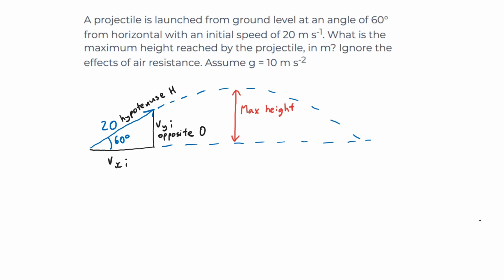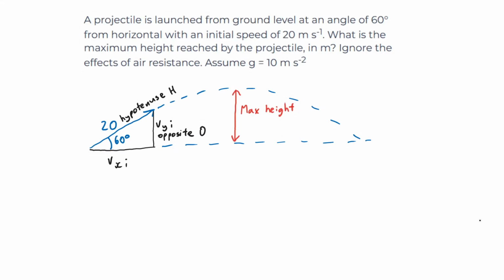To find the vertical component of the initial velocity vector, we can turn this into a triangle and use trigonometry. The initial velocity vector will be the hypotenuse, and the vertical side of the triangle will represent the vertical component of our initial velocity, or Vyi. And the horizontal side of the triangle will represent the horizontal component of the initial velocity, or Vxi.